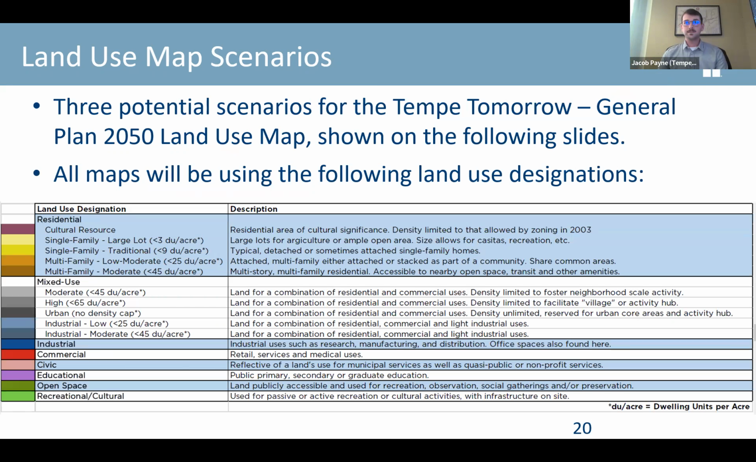So we have today 3 land use maps of proposed scenarios for the General Plan 2050. So we're going to go look at them. But first, I wanted to show what the combinations of land use types look like. So that's what I'm showing here on this slide.